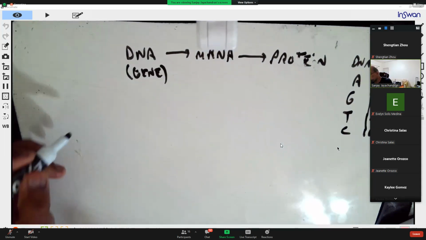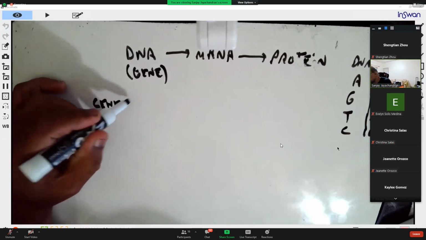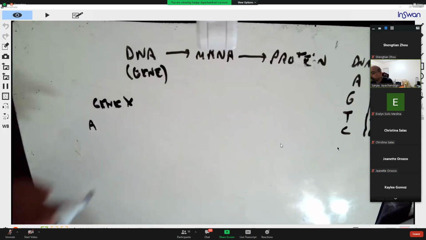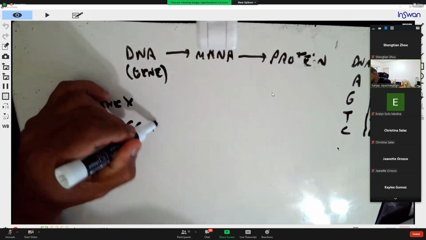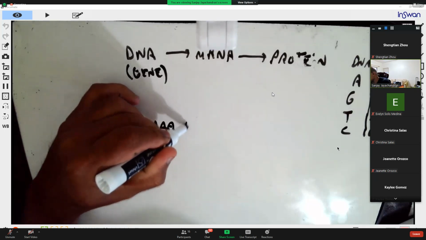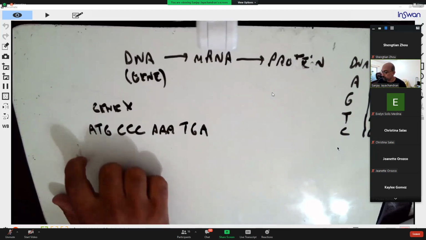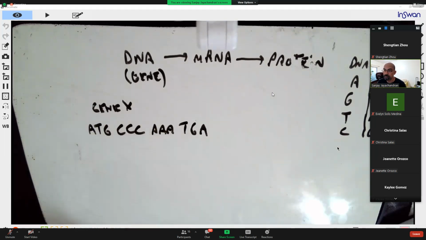So let's take a sample gene. I'm going to call it gene X. Remember, DNA has two strands. Let's say this is a very small gene coding for a very small protein. Typically, genes are thousands of nucleotides long. So this is one strand of DNA. What would the bottom strand be? What would the next strand be?